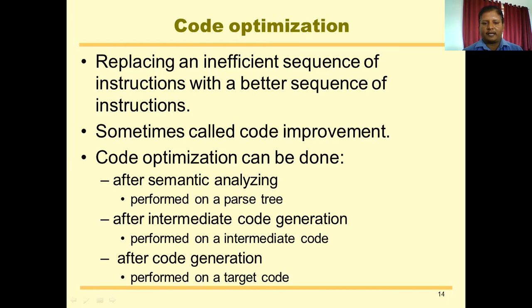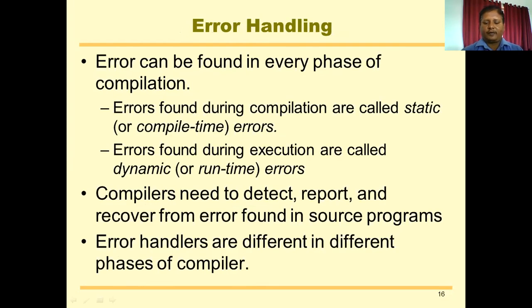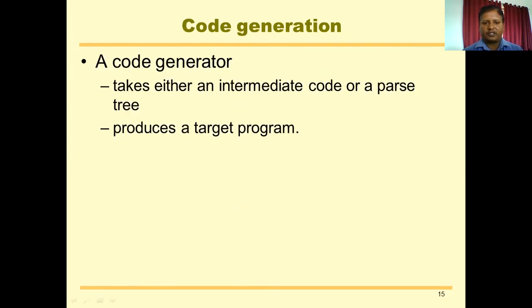Code optimization can be done after semantic analysis, after intermediate code generation, and after code generation. There are three different levels at which code optimization is possible. Code generator: the target code will be generated. It takes either intermediate code or a parse tree as input and produces the target code. This is the final code generation level.